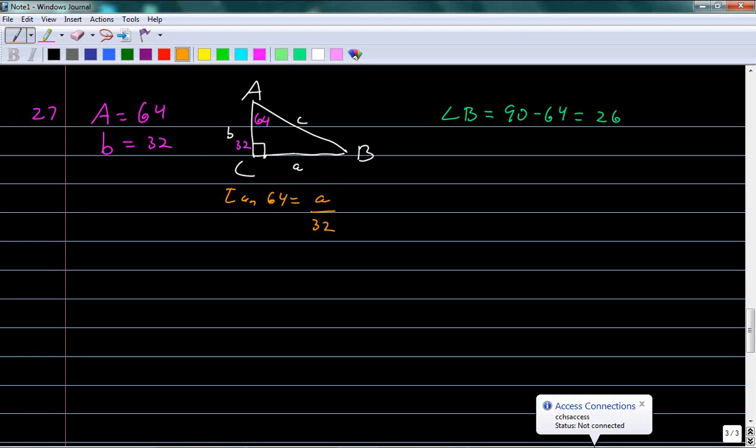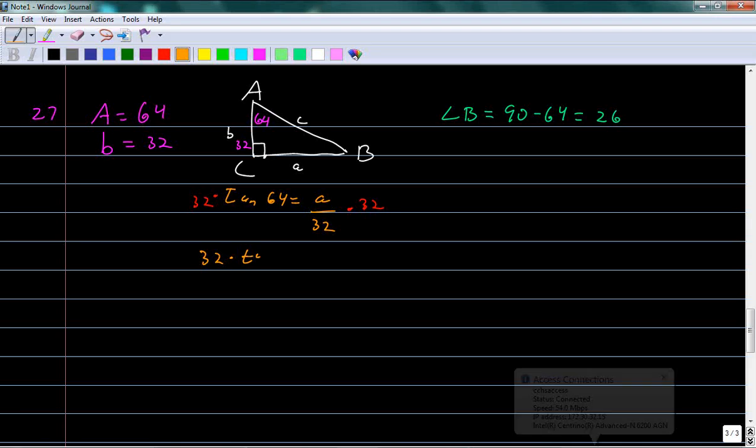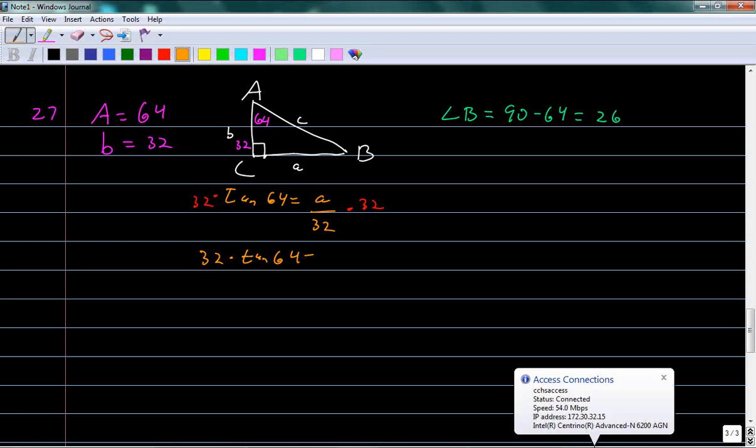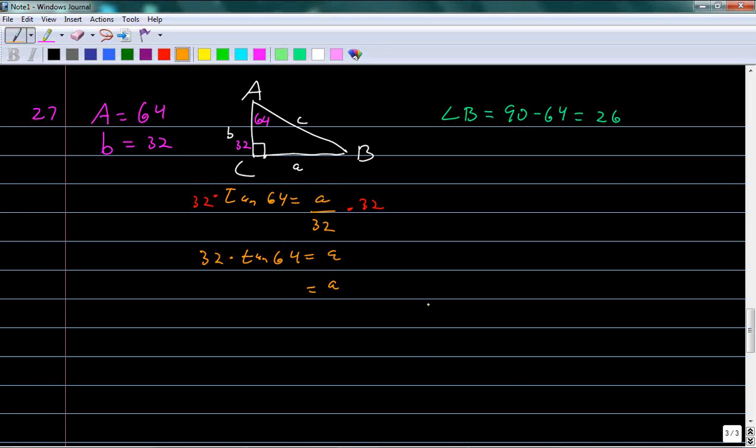If we want to solve for letter A, we're going to multiply top and bottom by 32. So what we'll have here is 32 times the tangent of 64 is going to equal A. And once again, we're going to round to the nearest hundredth, or 2 decimal places. So 32 times the tangent of 64, making sure once again that your calculator is in degree mode.